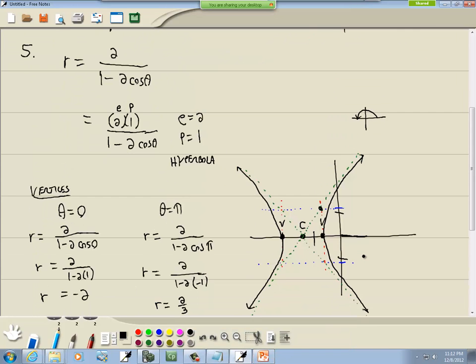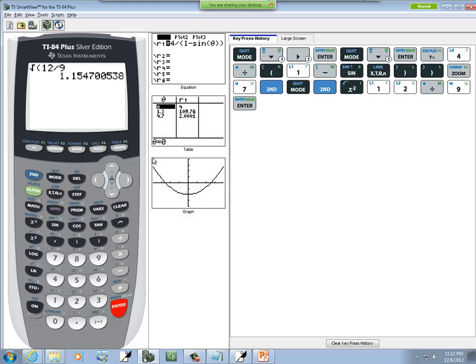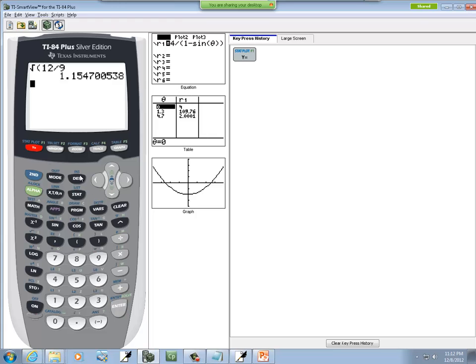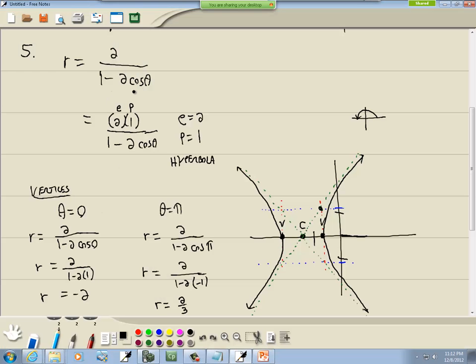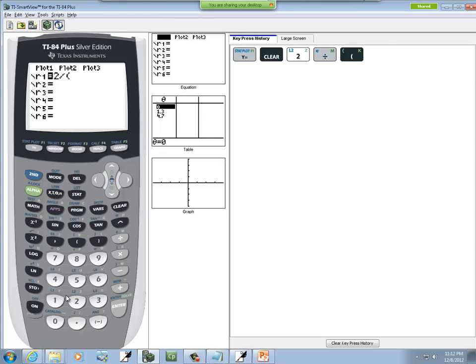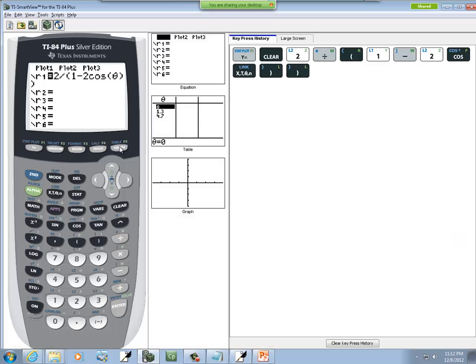Well, let's actually plug this in our calculator and see what we get. So I'm going to press my y equals, press clear, and I'll put in 2 divided by, and I had to put parentheses around the bottom because it's more than a single variable, single number. And I got 1 minus 2 cosine theta. Close parentheses on cosine, closing parentheses on denominator, even though you don't need those, and then graph.